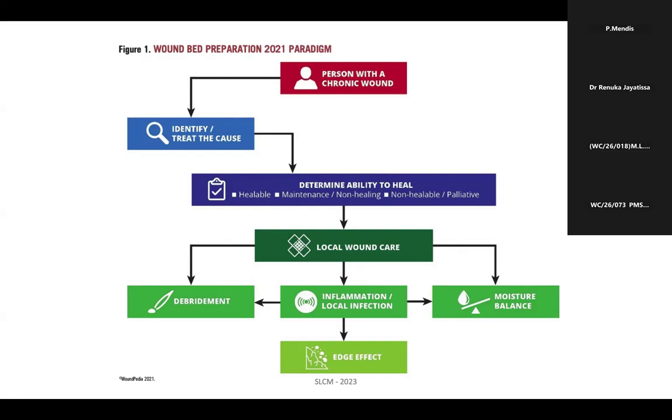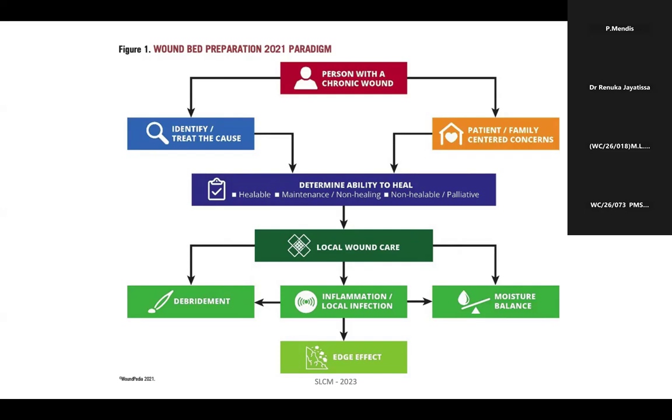Time for tissue, I for infection, M for moisture, E for epithelial edge. You've got to get the right tissue that you want, which requires debriding unhealthy tissue. Get the inflammation and infection under control. Make sure you use dressings that give the absolutely important moisture balance. And then make sure that you can epithelialize.